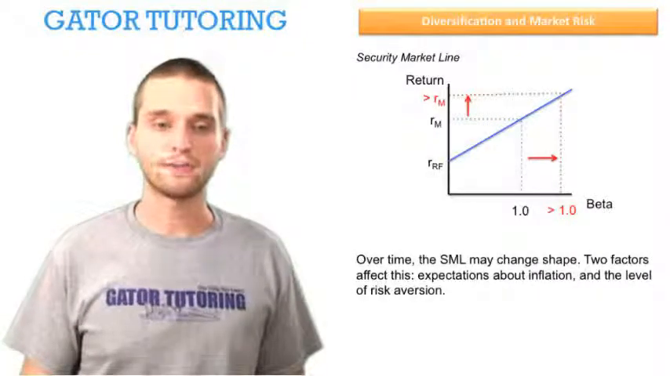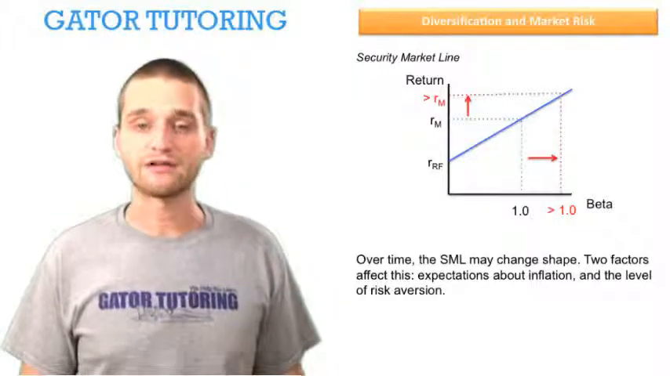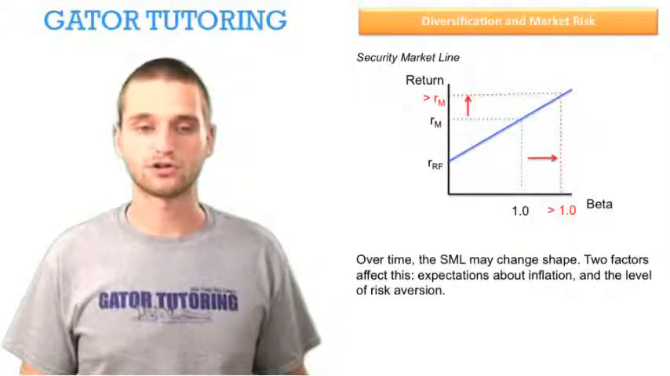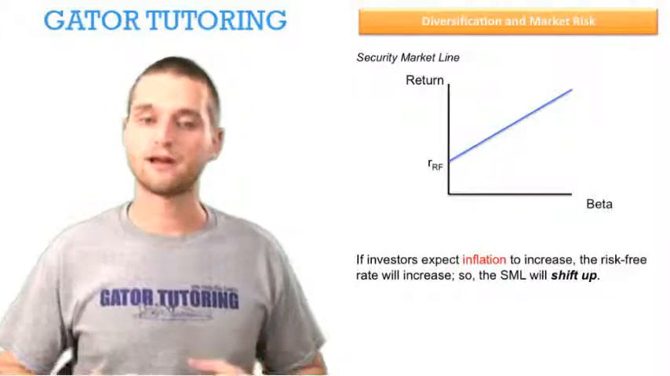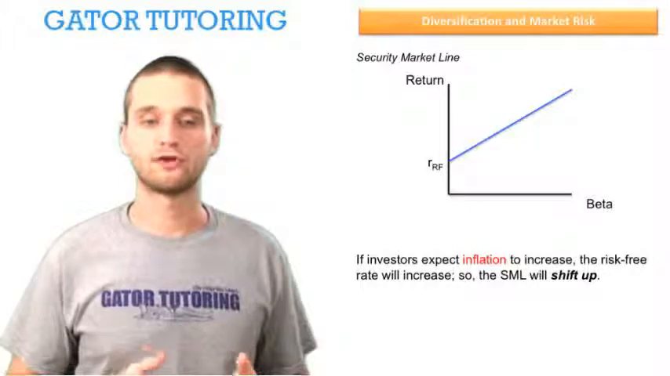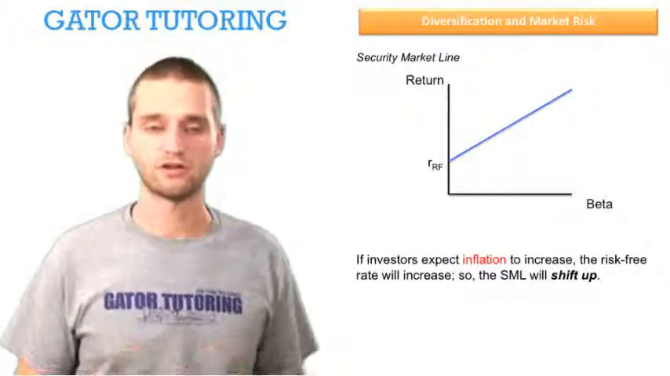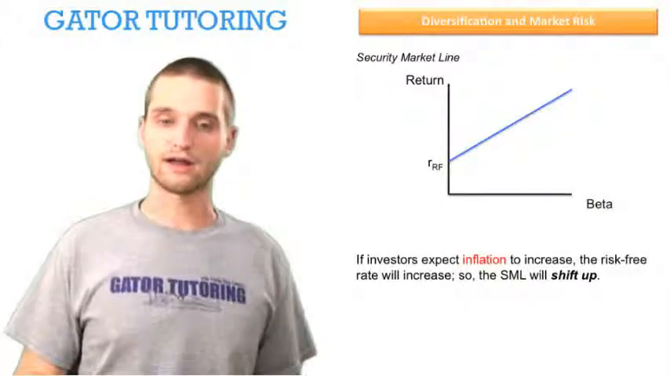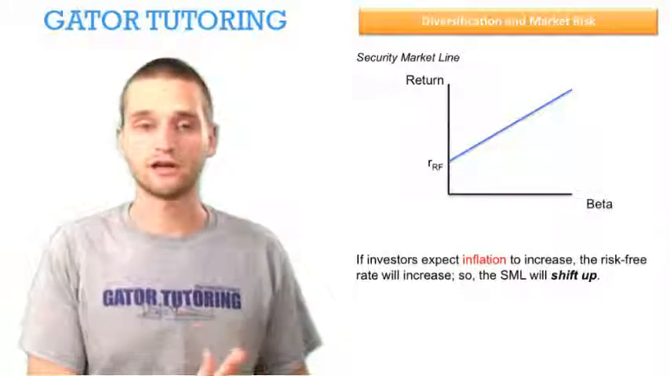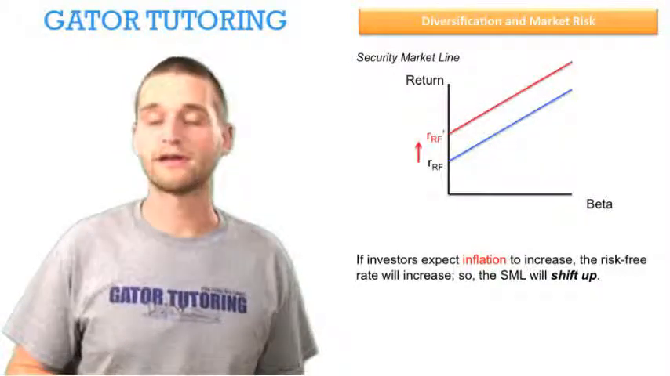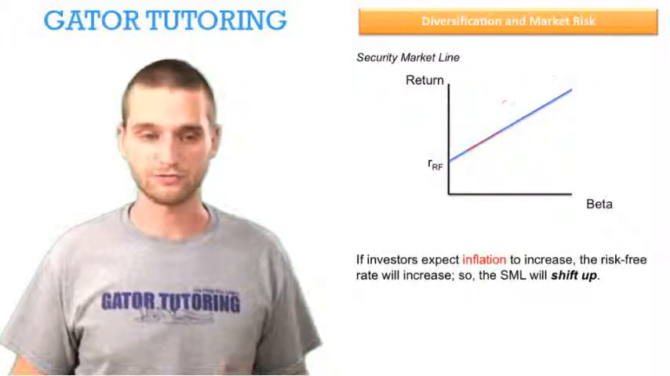Over time, the security market line may change shape. Two factors affect this: expectations about inflation and the level of risk aversion. So first, let's look at inflation. If investors expect inflation to increase, the risk-free rate will increase because inflation is still a concern for people buying treasury securities. So the security market line will shift up, and that makes sense, right? Because the risk-free rate, again, is the vertical intercept of the security market line. So we'll get an upward shift in that security market line if we expect inflation to increase.